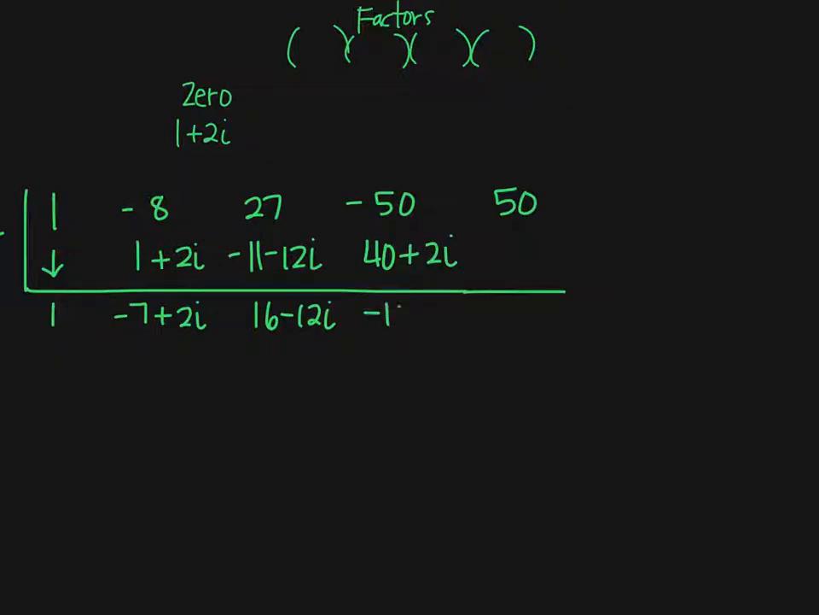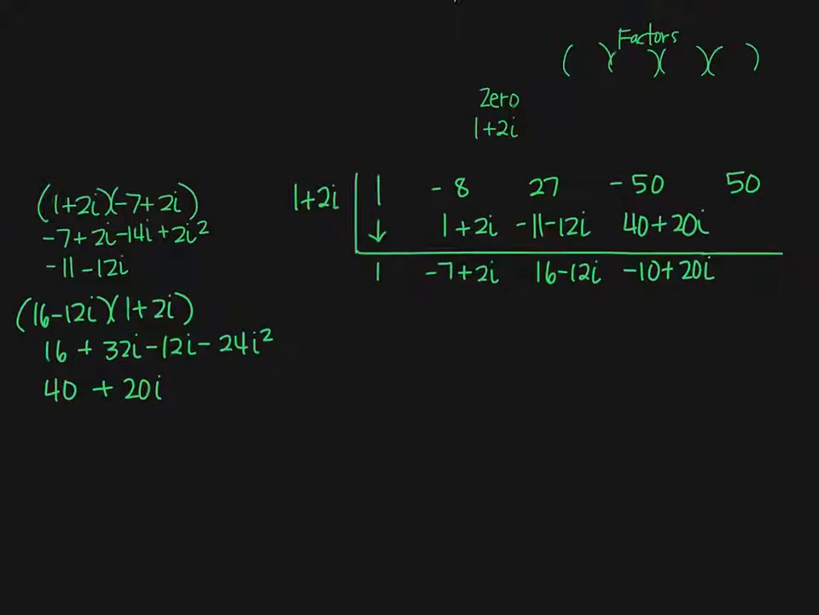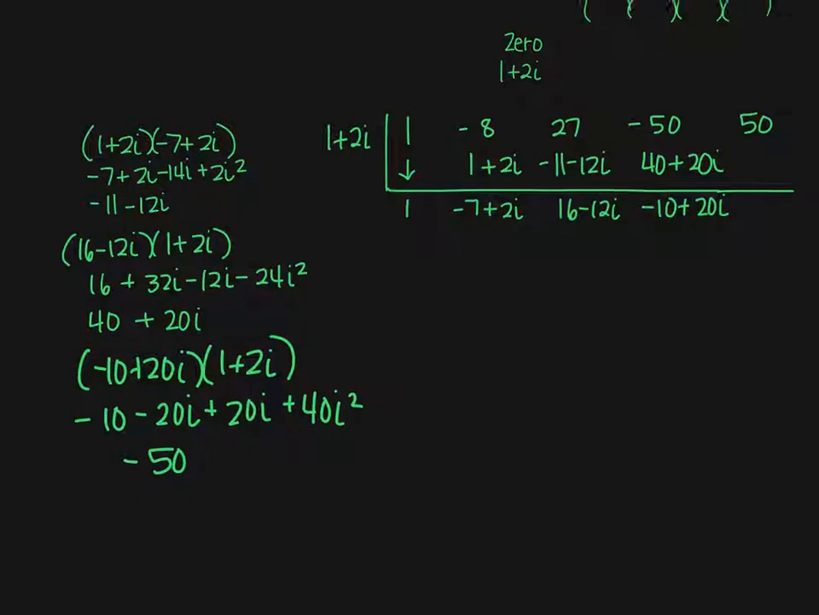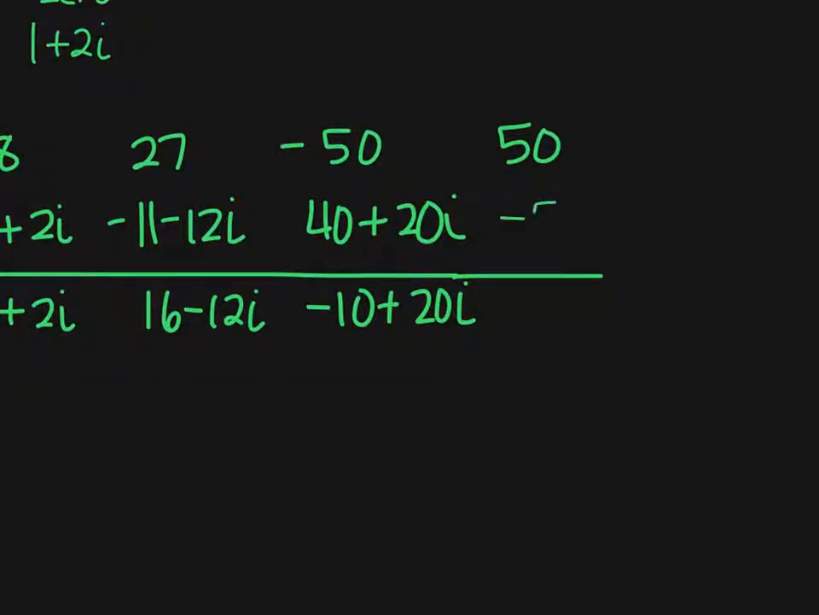All right, 40 plus 20i. That's going to give me negative 10 plus 20i. So 20i and 20i. So negative 10 plus 20i. And then one more time, I have to sweep this over to the side. Negative 10 plus 20i, FOILed with 1 plus 2i. We'll get negative 10 minus 20i plus 20i plus 40i squared. That's negative 50, which is sure a good thing because that gives me 0.